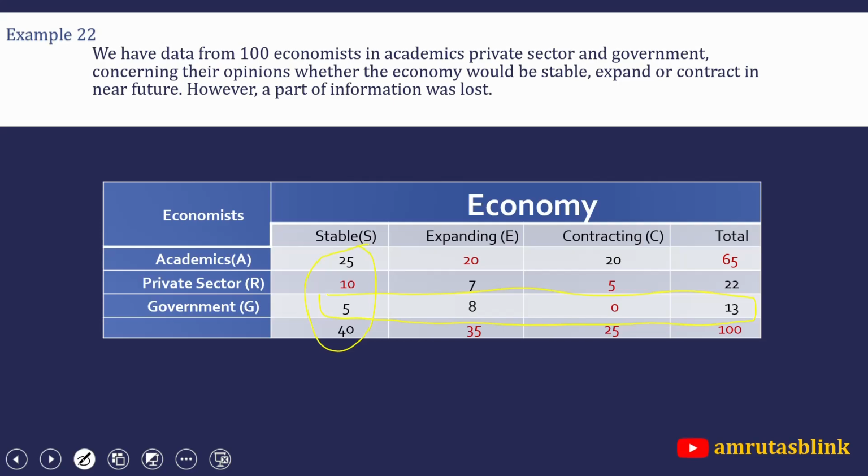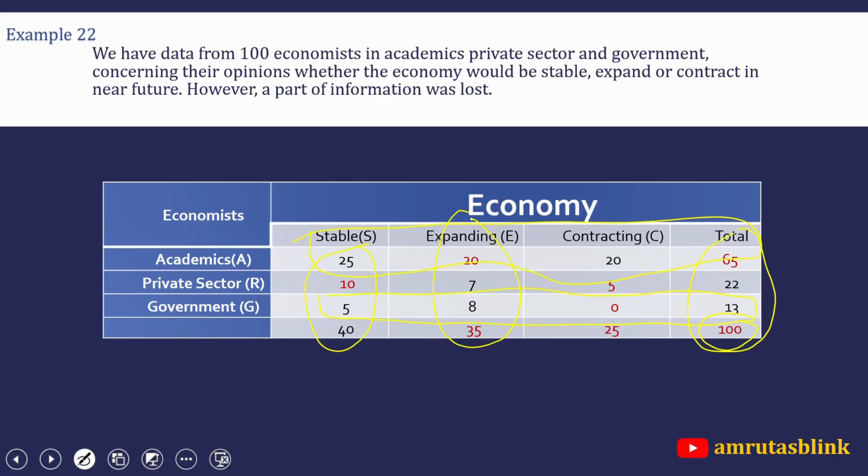Now this total data is for 100 people, so we can write 100. Let's say the total academicians we are not aware of, so let's say it is x. Then x plus 22 plus 13 is equal to 100, and from that we find the total academicians as 65. Now let's consider the first row: 25 plus x plus 20 is equal to 65. From that we find that expanding academicians is 20. Now let's consider this particular column: 20 plus 7 plus 8. So the total of expanding is 35.